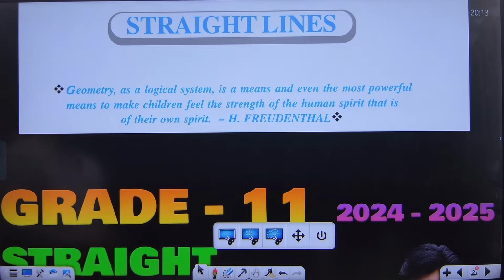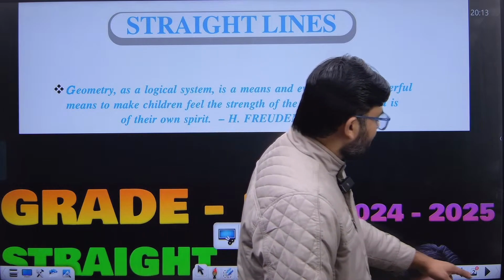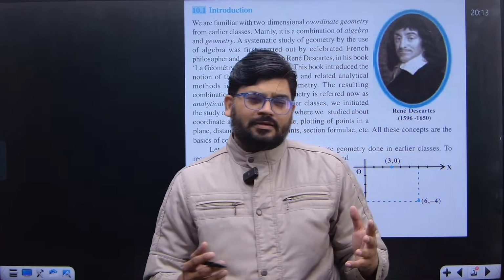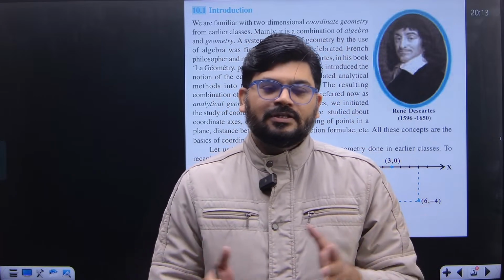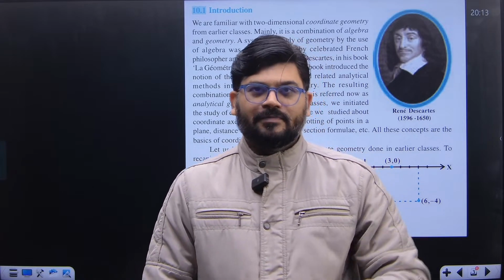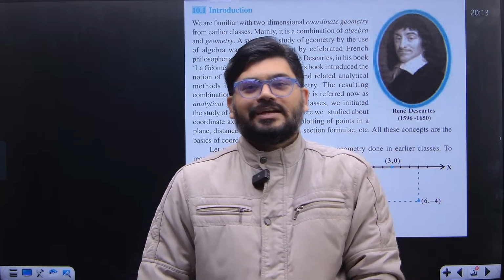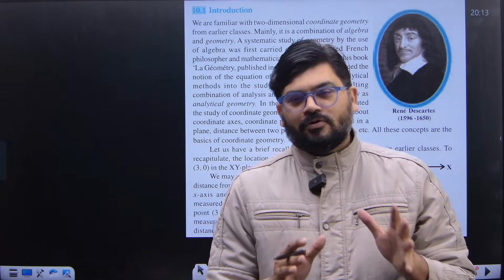To start with, geometry as a logical system is a means, and even the most powerful means, to make children feel the strength of the human spirit, that is, of their own spirit. You can see that anywhere, if any colony is being built, or any land is to be distributed, everywhere geometry is needed. And without a straight line, how can we understand geometry? So in this chapter we are going to learn everything about the straight line.